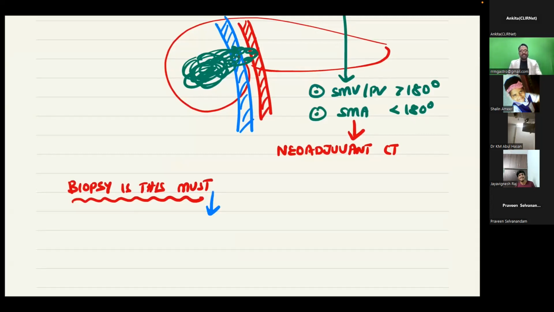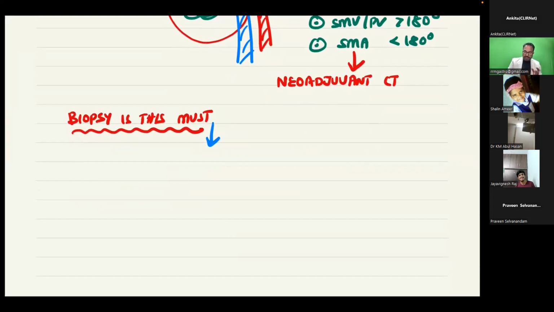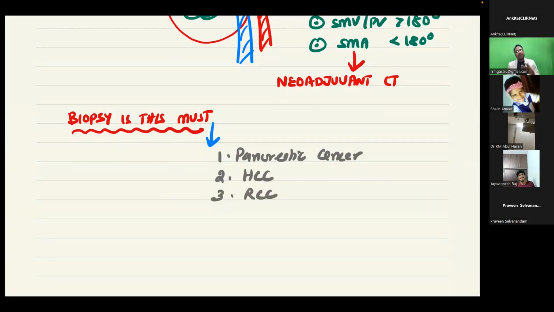There are some cancers which don't need biopsy. In fact, you cannot take biopsy. One of them is pancreatic cancer. Pancreatic cancer biopsy is not mandatory. We can operate directly based on the CT imaging findings. Number one, HCC, hepatocellular cancer, we can operate without taking biopsy. RCC, renal cancer, you can operate without taking biopsy. Number four, gallbladder cancer. In all these cancers, biopsy is not needed.